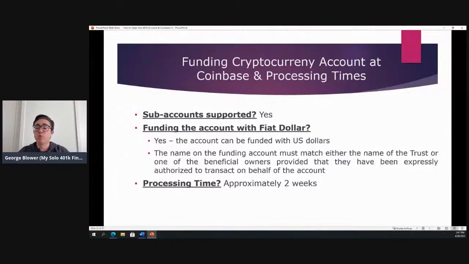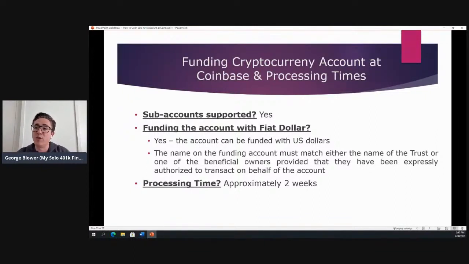So there's some more detail on Coinbase generally. Yes, they do support sub-accounts. So sub-accounts would come up in a situation, for example, where you have multiple people participating in the solo 401k. Let's say you have a husband and wife who are both realtors, they have their own business, they have one plan, and they're both participating. So they're not pooling their money together in one single account, but they each have separate sub-accounts.